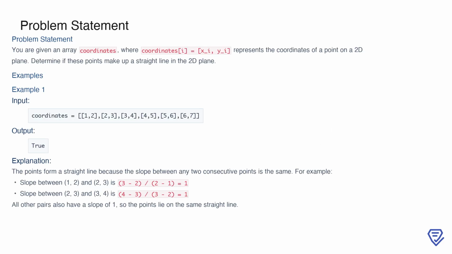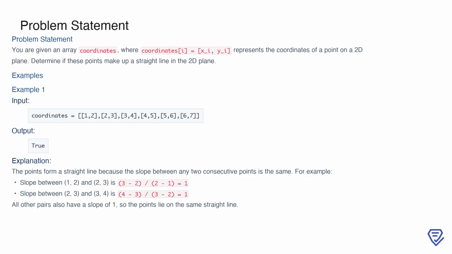In this problem, we are tasked with determining if a series of points on a 2D plane all lie on the same straight line. Each point is represented as a pair of coordinates, x, y, in the input array called coordinates. For example, consider the first example input where the points are 1 2, 2 3, 3 4, 4 5, 5 6, 6 7. The output here is true, which means these points do lie on a straight line.